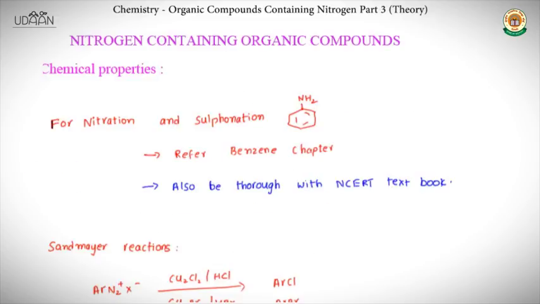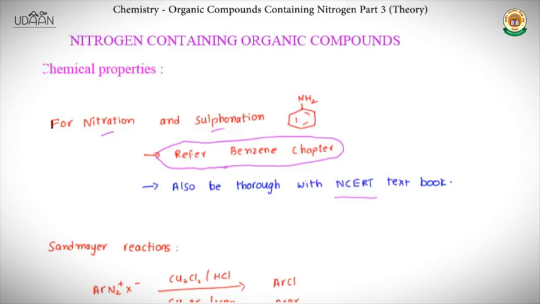Next important reactions regarding aniline are nitration and sulfonation. Now all these reactions were taught to you in your benzene chapter. Once go through that, you will be through with it. And also refer to your NCERT for the percentage of ortho product and the para product, and also in some cases the meta product. Now also you just see the Friedel-Crafts reactions.